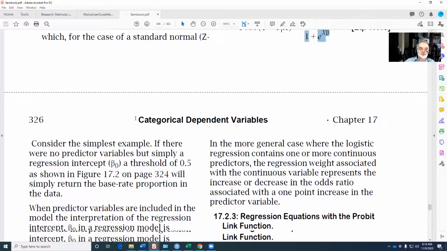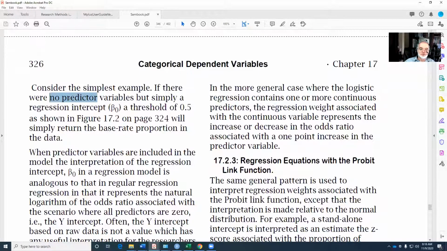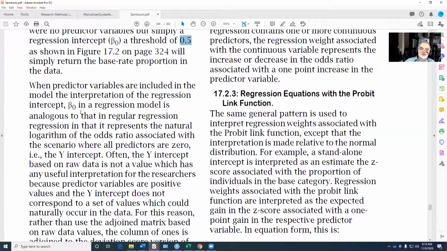And it helps to do a little example. If we didn't have any predictor variables in the model, but we only had a regression intercept, and we had that 0.5 threshold that we had up on the figure I just showed you, that's going to return for you the base rate proportion in the data. So when I have predictor variables in here, the interpretation of this regression intercept is the same as it is in a regular regression. It's going to represent the natural logarithm of the odds ratio associated with the scenario where all the predictors are 0, that is the y-intercept.